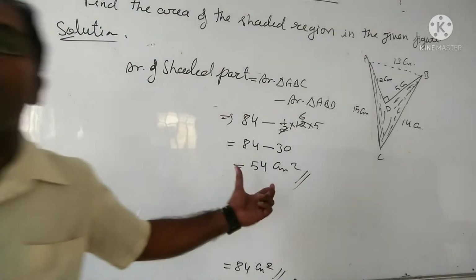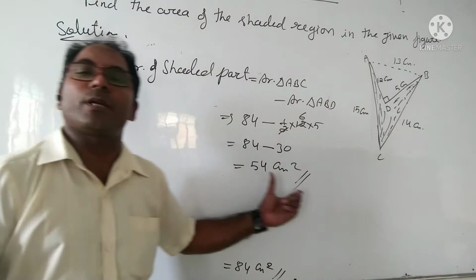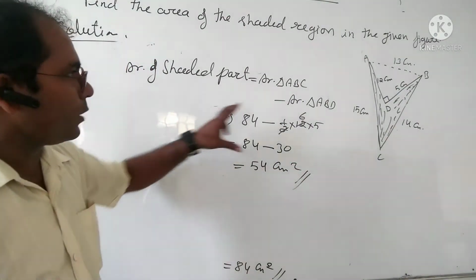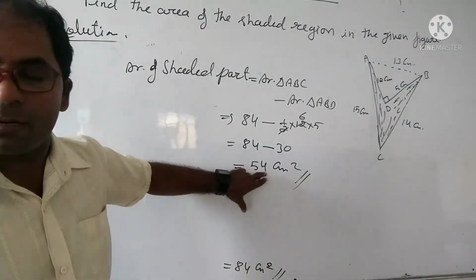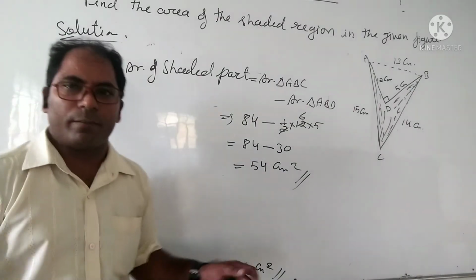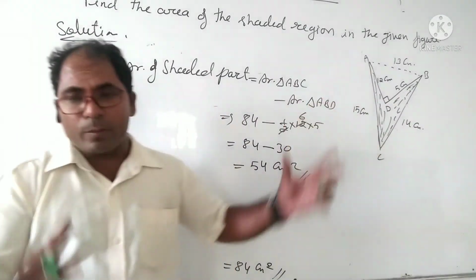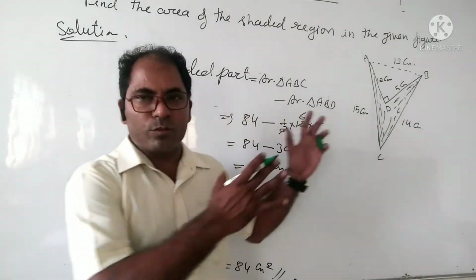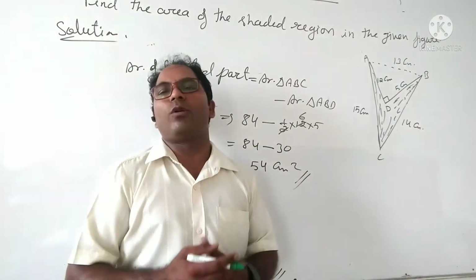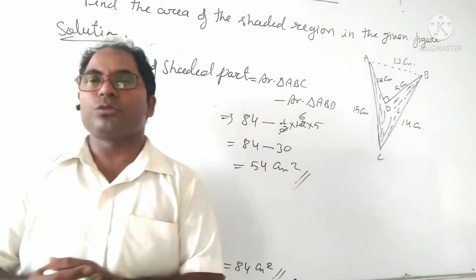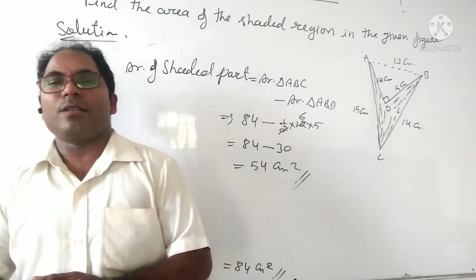So the area of the shaded part is 54 centimeter square. This is the way to find the area of the shaded part. Figures will be given, and you have to see the figure, use the formula according to the figure, and find the answers.